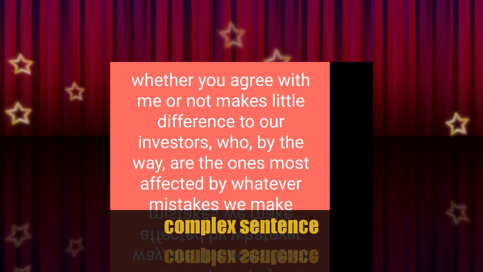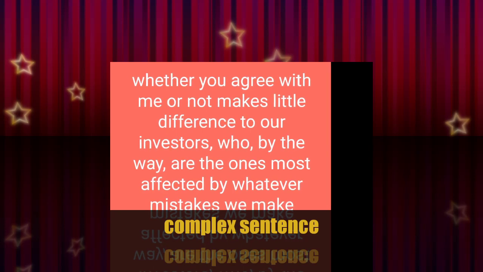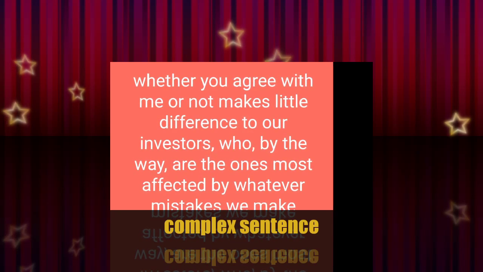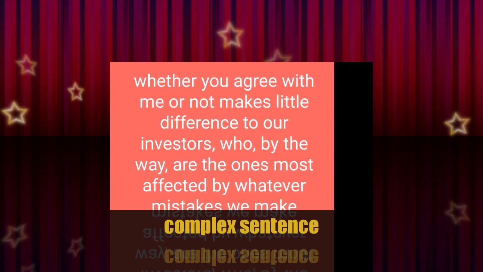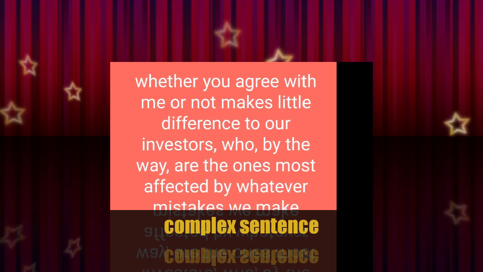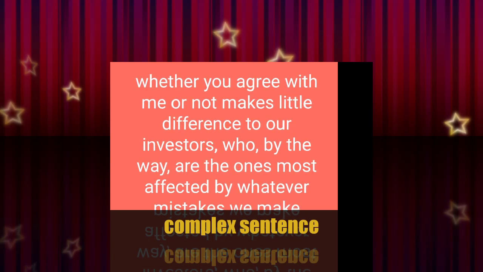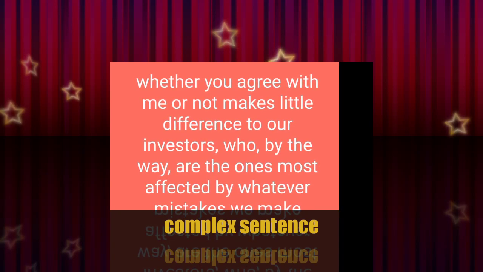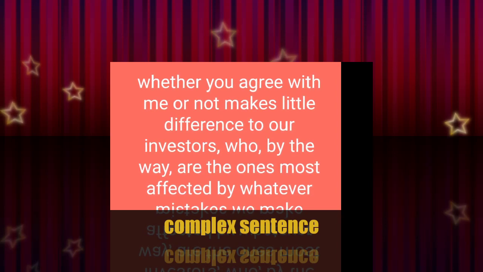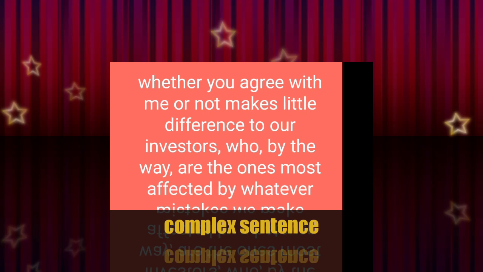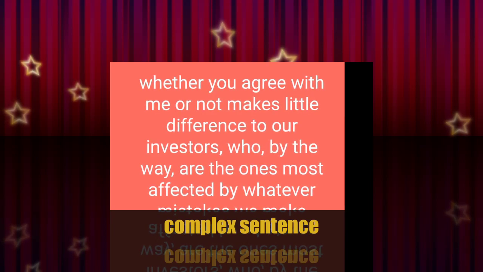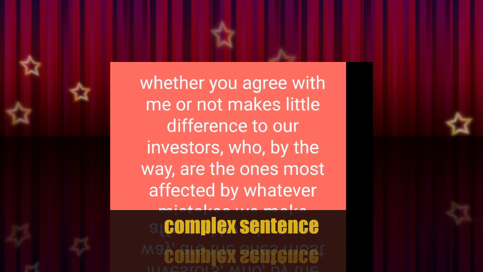But it's supported by who, by the way, are the ones mostly affected by whatever mistakes we make. This is all an adjective clause, because an adjective clause is nothing but something that gives more information about the noun. So here they are explaining about the noun investors. Though it looks very big, it's a complex sentence, as I told you. One independent clause. Here, what is the independent clause? It makes a little difference to our investors. This is the independent clause.